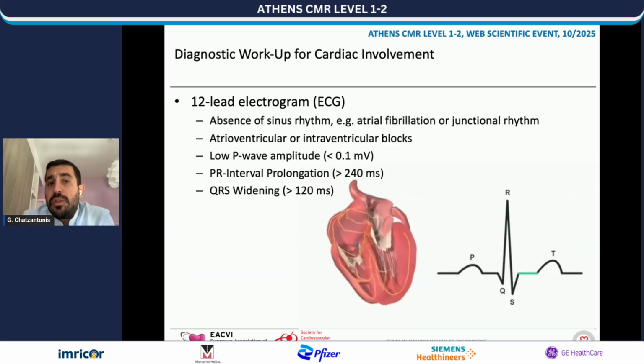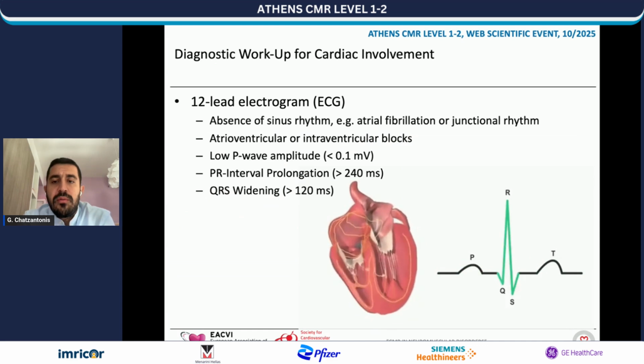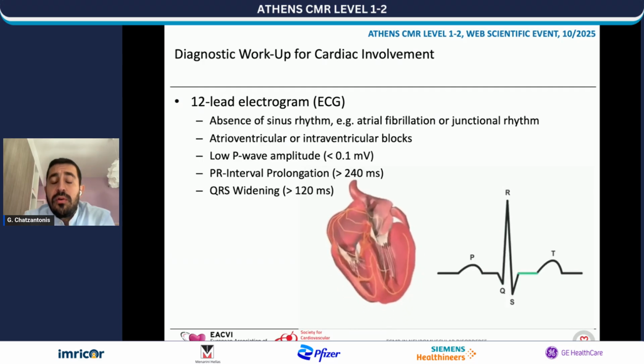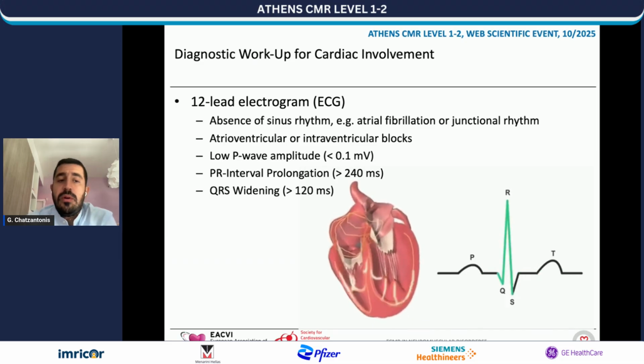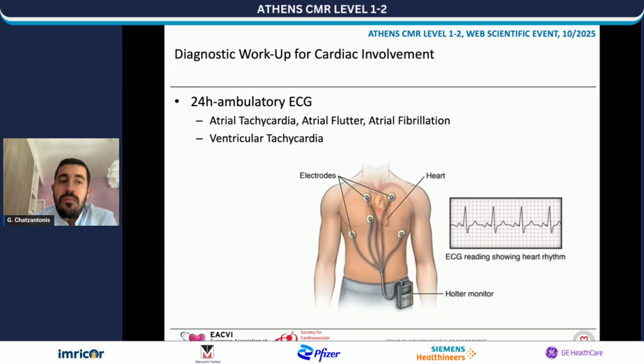So, what do we assess in the ECG? Absence of sinus rhythm in these patients, atrial fibrillation or junctional rhythm may be suspicious of a cardiac involvement, atrioventricular or intraventricular blocks, low P wave amplitude, PR interval prolongation, and QRS widening. In the 24-hour ECG, we search for atrial tachycardia, atrial flutter, fibrillation, but of course also ventricular tachycardias.